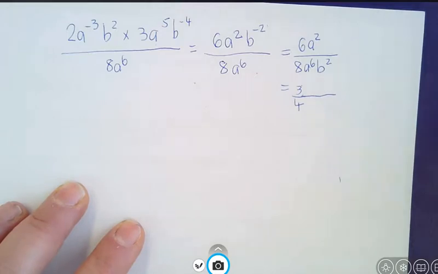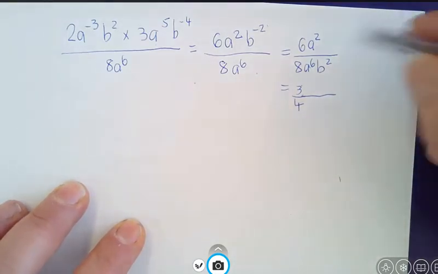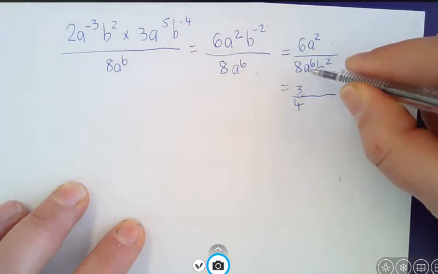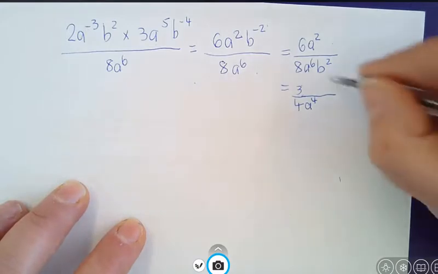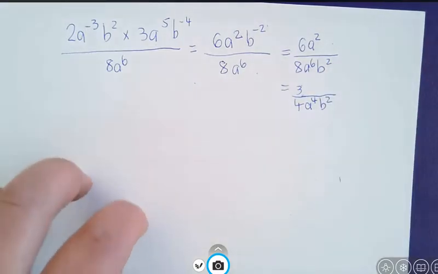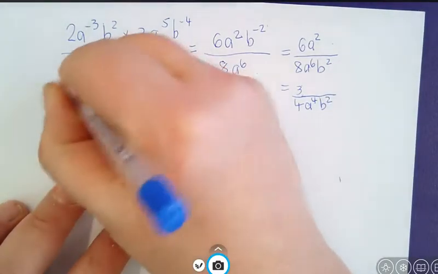Where have you got the extra a's? Girls, that's a times a over a times a times. There's 4 extra a's on the denominator. And b squared is also on the denominator. That's one way to do it.